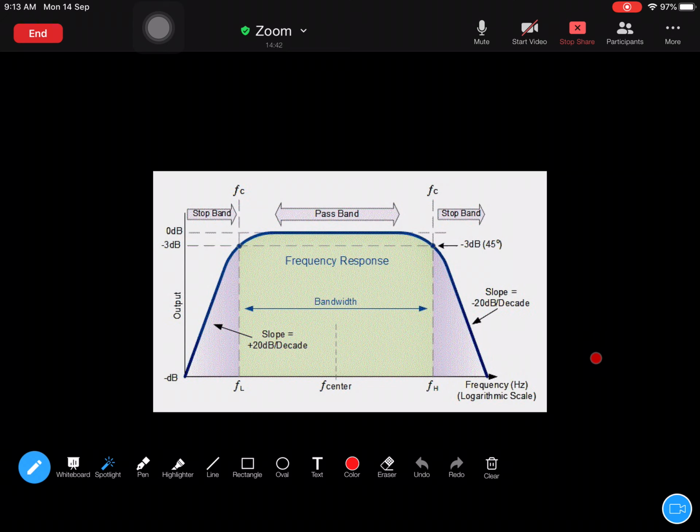Okay, so what is this FL? It is nothing but the low frequency, and FH is nothing but the high frequency, right? Below this is indicated as the low cutoff frequency, and this is the high cutoff frequency. Beyond this, the gain will decrease dramatically, at minus 3 dB gain. At that point, we call the frequency the cutoff frequency.